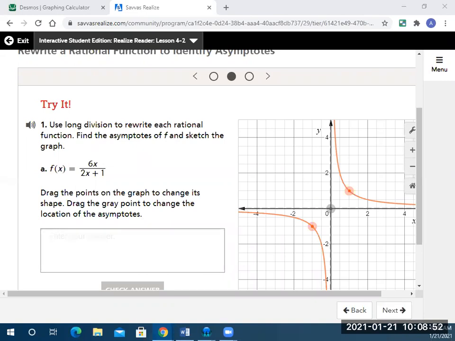Did you guys figure out the rewritten form of the function? Who's got it? Nash, what'd you get? I'm not sure, but 3 and 3 over 2x plus 1. Yeah. 3 plus 3 over 2x plus 1. Did everyone get that? I got negative 3 over 2x. Let me see. All right, let's do it.